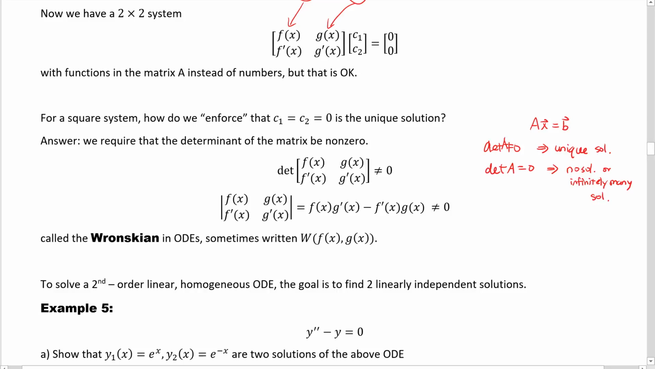What is the determinant? Cross multiply, but you subtract. So it is f of x times g prime of x minus f prime of x times g of x, and that is not equal to 0. We call the determinant of this matrix the Wronskian in the ODE. Sometimes we write W of f of x and g of x.